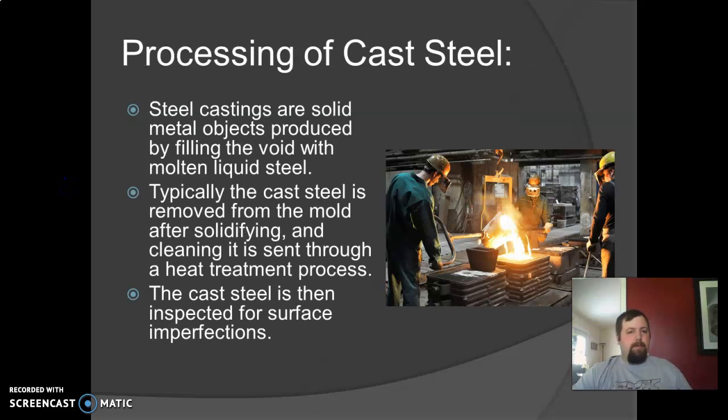Processing of cast steel. Steel castings are solid metal objects produced by filling the void with molten liquid steel. Typically, cast steel is removed from the mold after solidifying and cleaning. It is then sent through a heat treatment process. The cast steel is then inspected for surface imperfections.